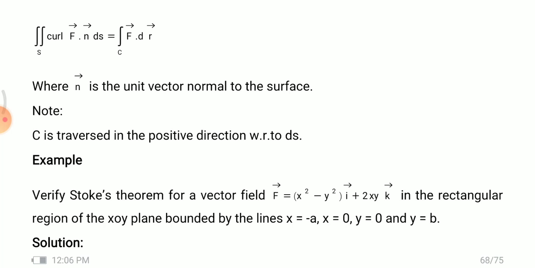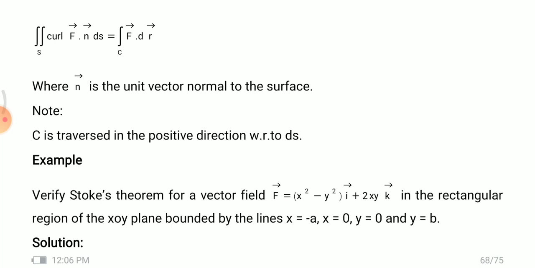The important point is C is traversed in the positive direction with respect to dS. So this is the main thing we have to apply in Stokes theorem problems. Right? Now see the example. First example, this is for verification of Stokes theorem. This question may be asked as a 16 mark question in your analytic question paper. Several times they are asking examples based on Stokes theorem.